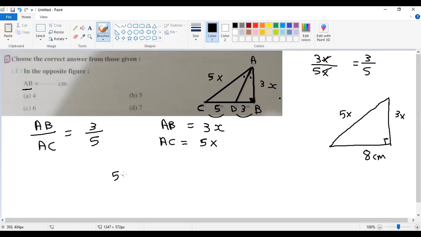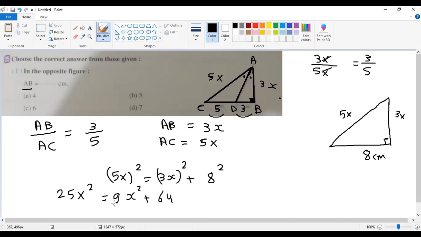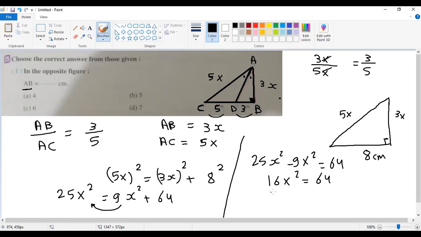So 5x squared equals 3x squared plus 8 squared. So it will be 25x squared equals 9x squared plus 64. Move 9x squared to the other side: 25x squared minus 9x squared equals 64. So 25 minus 9 is 16, 16x squared equals 64. Divided by 16, x squared equals 64 divided by 16 equals 4.